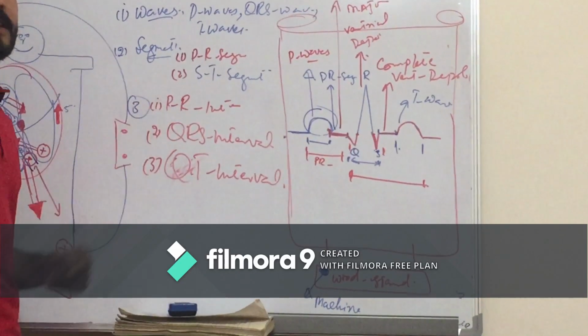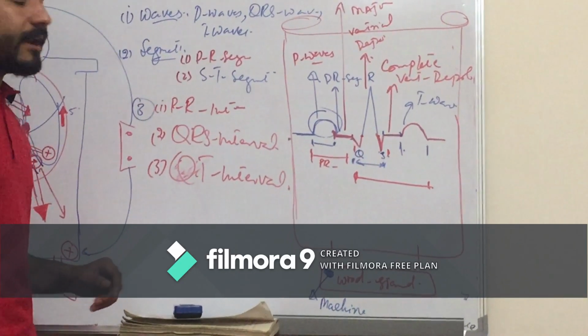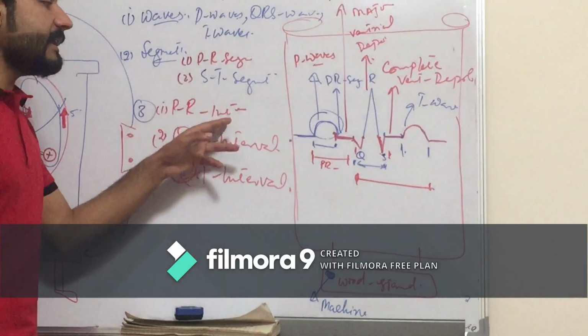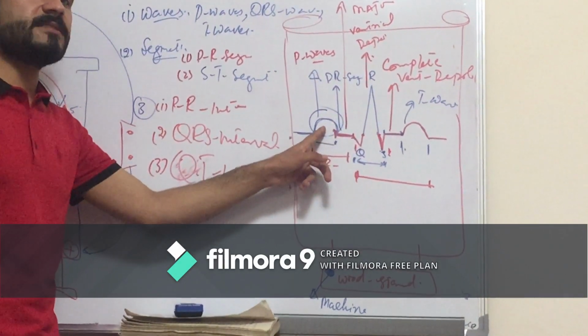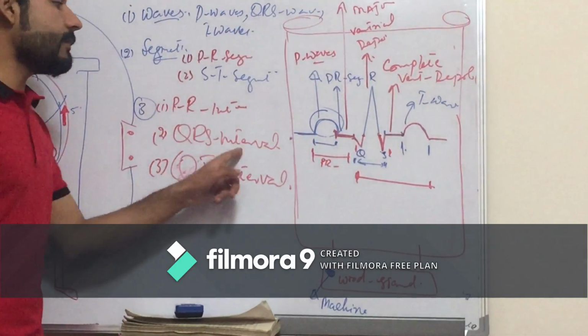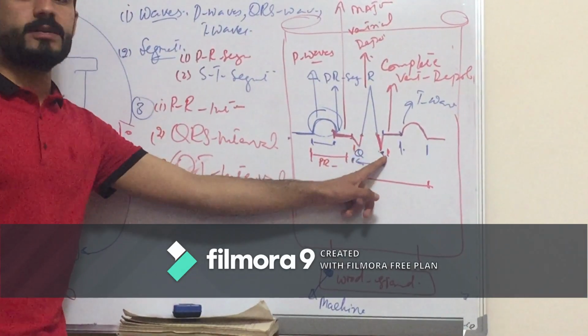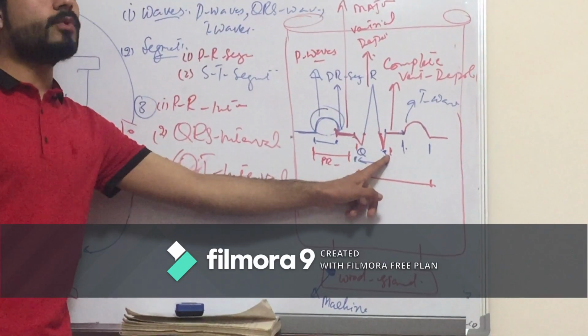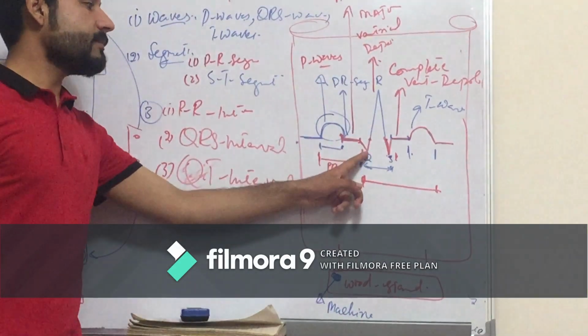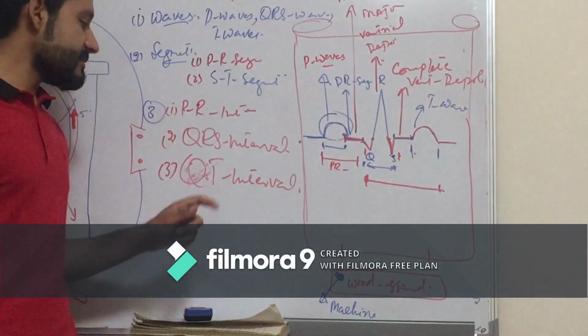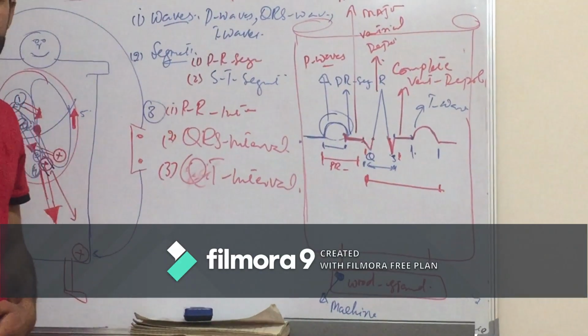Now intervals. There are three intervals. One is the PR interval, from this point to this point, which includes the isoelectric line as well as the P waves. Another is the QRS interval, from this point to this point, which includes the complete QRS complex. And another is the QT interval, from this point to this point. This is called the QT interval.